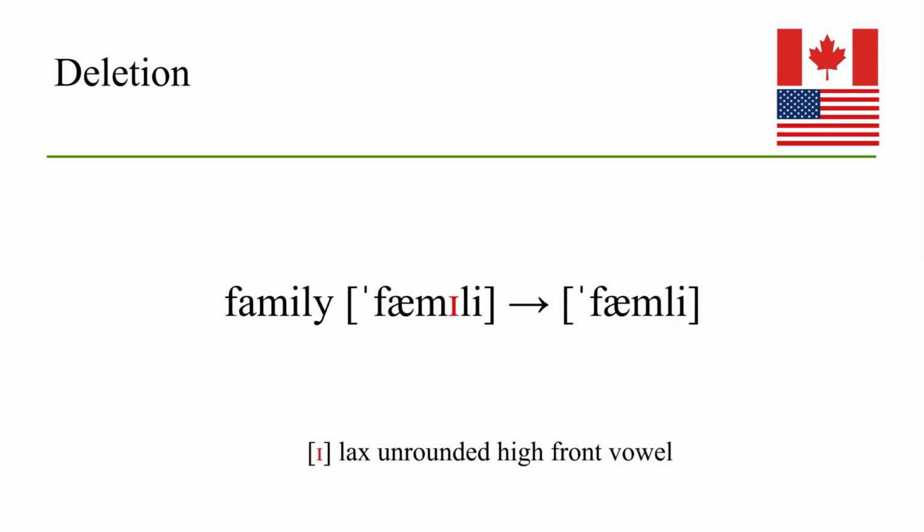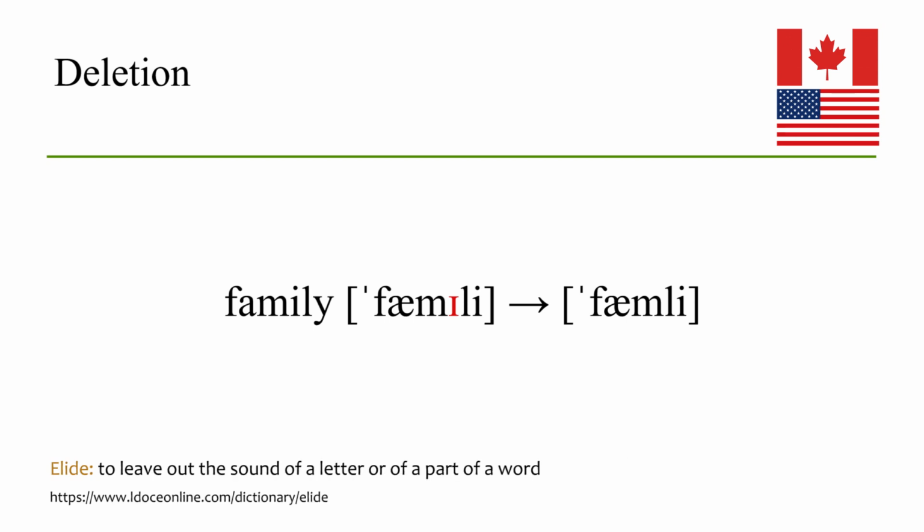Okay, so another example. The word family, it's transcribed as family, but it becomes family. Family becomes family. So what is happening here is this sound is dropped. So family becomes family. It's deleted. It's elided. The technical verb for elision is elide.